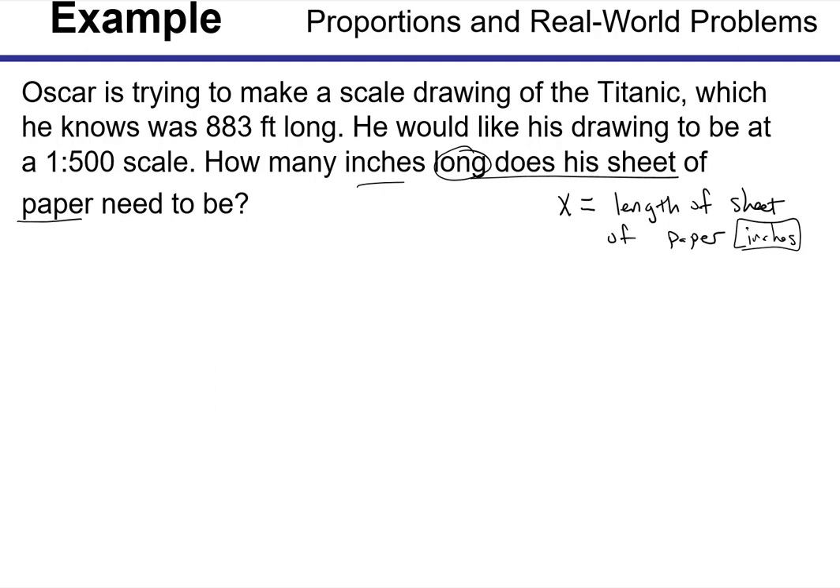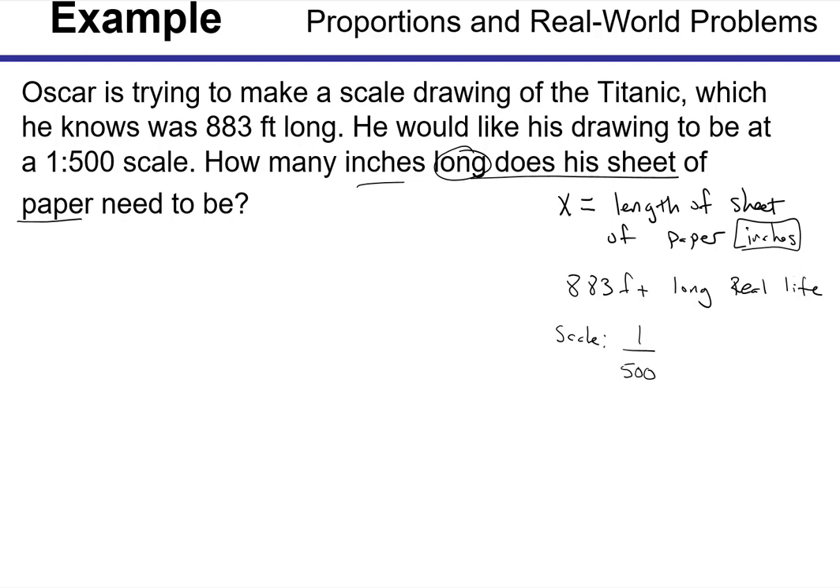All right. Now, I see another fact we'll need to use. The ship is 883 feet long. And that's a real life value, or real world. Now, there's this thing with the scale. Oscar wants to draw a scale drawing 1 to 500. That's his ratio for scaling the paper to the real life.